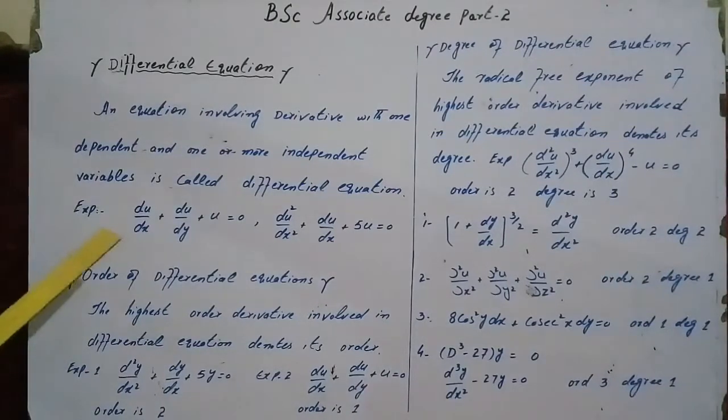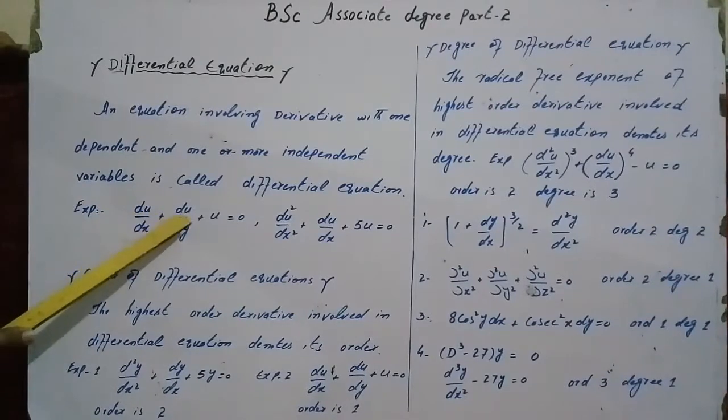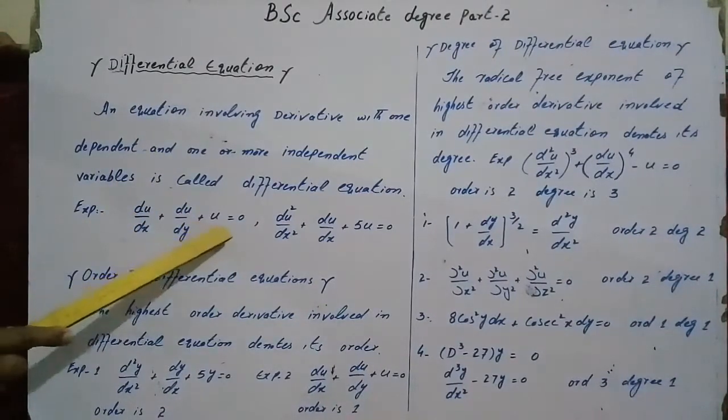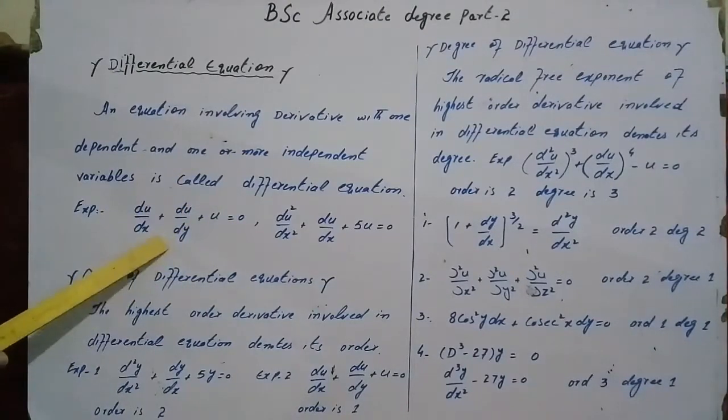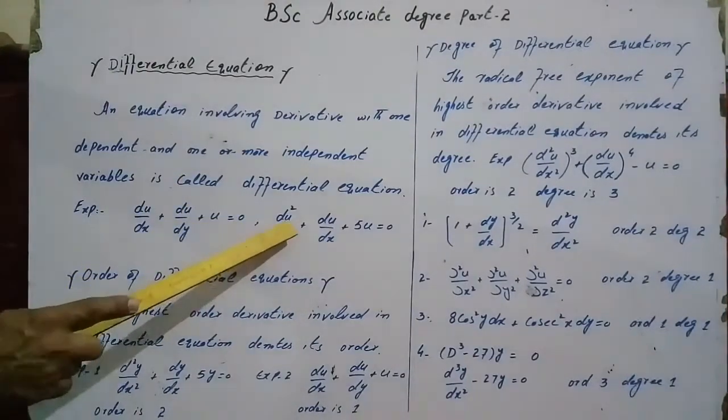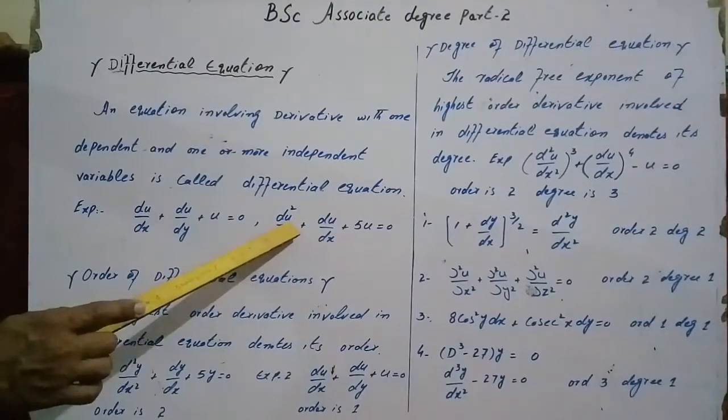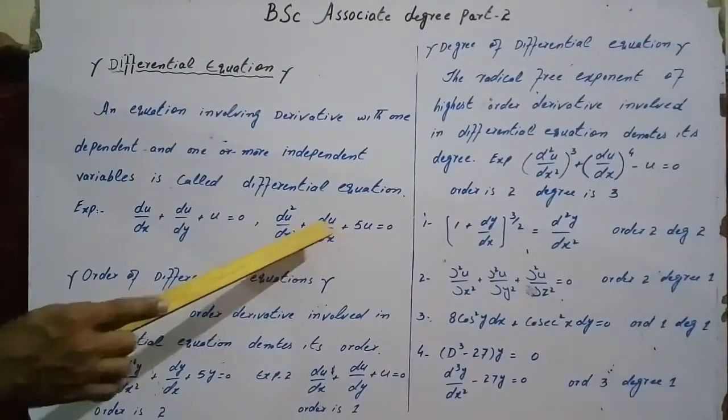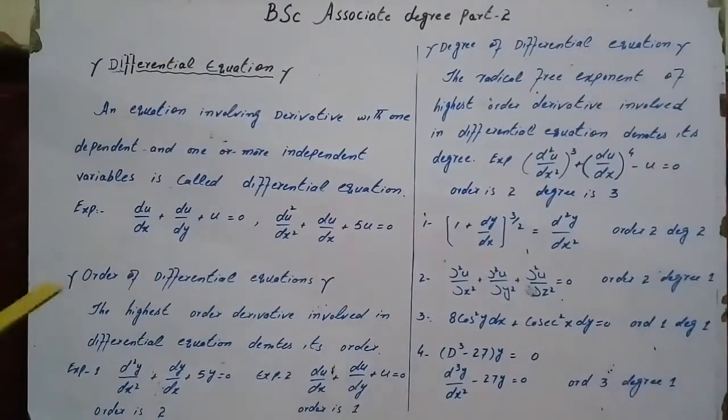The example is du by dx plus du by dy. Here u is dependent variable, x is independent, another y is independent variable, plus u is equal to 0, and this is partial differential equation. Again, d square u over dx square, u is dependent, x is independent, so only one independent variable, and it is ODE, ordinary differential equation. So these are the examples of differential equation. Basically, a differential equation is that in which the derivative is involved.